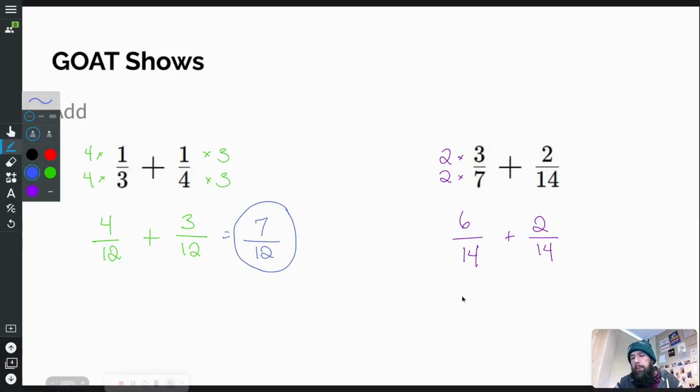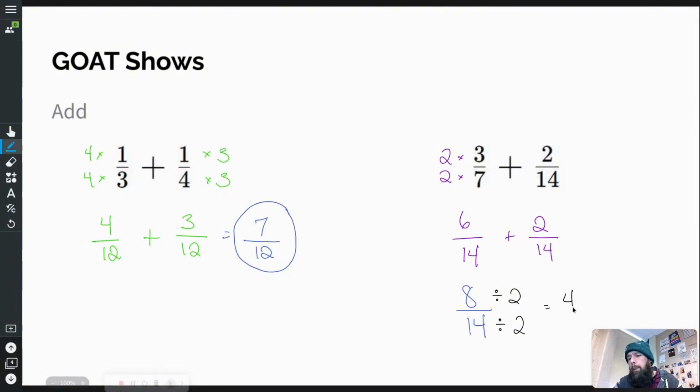6 plus 2 is 8. Keep 14 the same. Now those are both even numbers, which means at the very least I can divide those both by 2. So I'm going to do that. Divide those both by 2. 8 divided by 2 is 4. 14 divided by 2 is 7. Can I change 4 over 7? No. So 4 over 7.